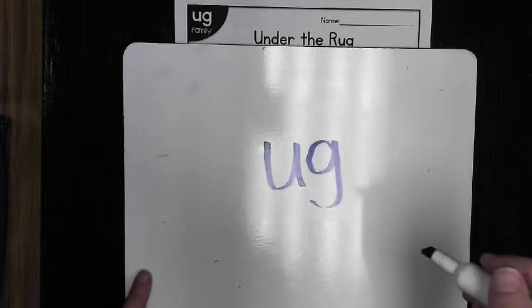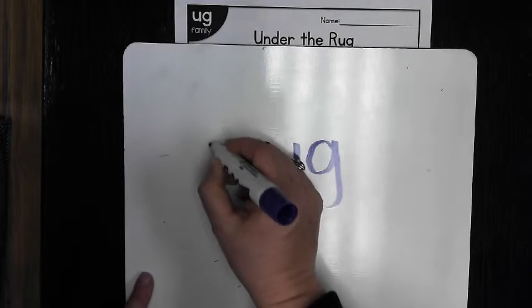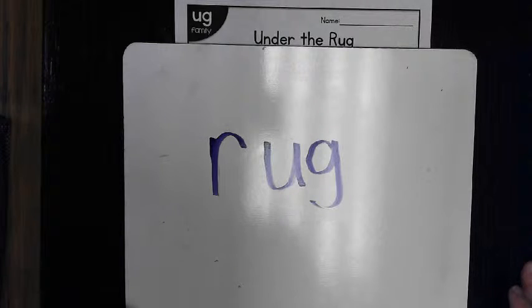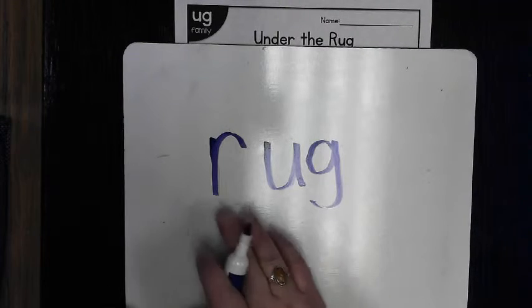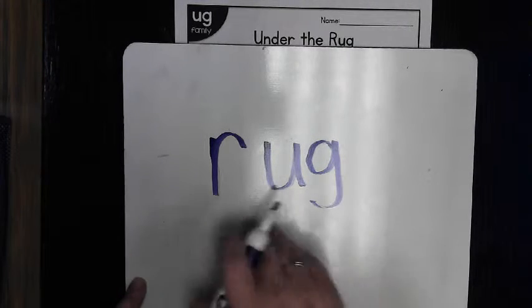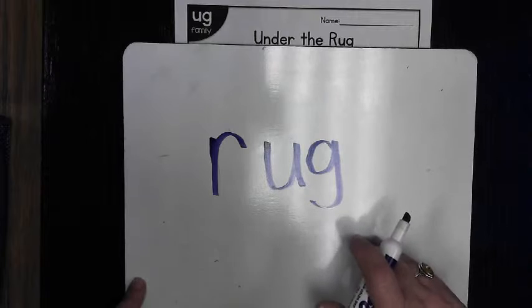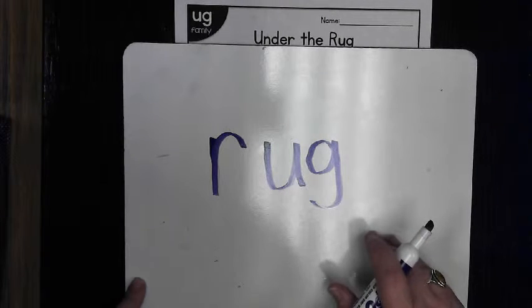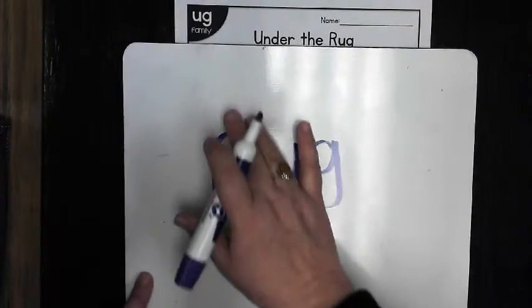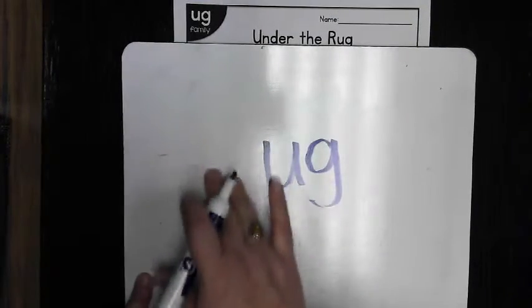Let's do one more. Let's do an R. Think about how an R sounds. What does an R say? An R says R-UG, rug. Rug, kind of like a carpet, one you would sit on the floor, or maybe you have by your front door. Rug.